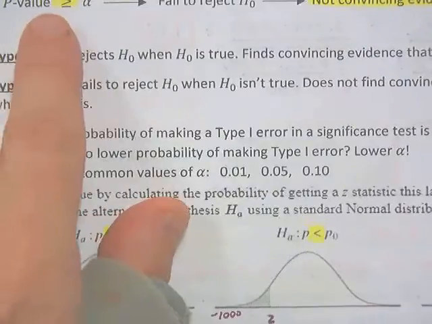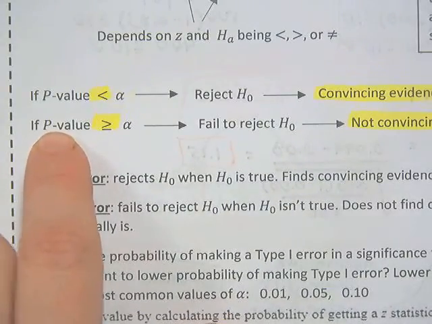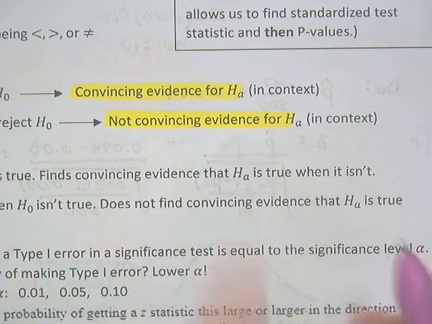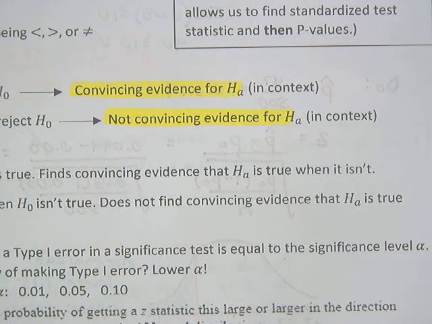And then you're going to go back here just to be really careful. You're going to find, oh, if the p-value is greater than alpha, here's what my sentence is going to say. There is not convincing evidence for HA, comma.